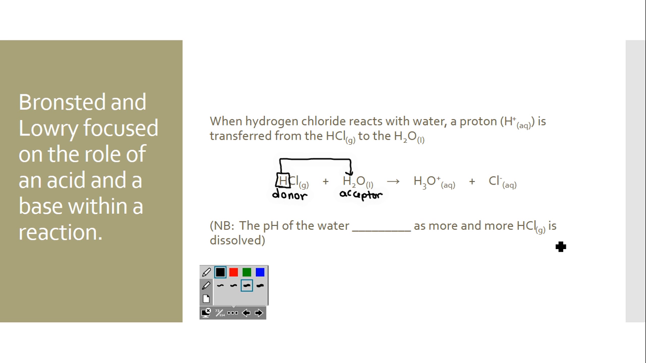Now, the pH of the water drops, decreases, gets lower, whatever you want to say, as more and more HCl is dissolved. Now, if you look at what's happening, well, that makes sense. The more HCl I put in, the more hydronium I'm going to make. More hydronium means lower pH.